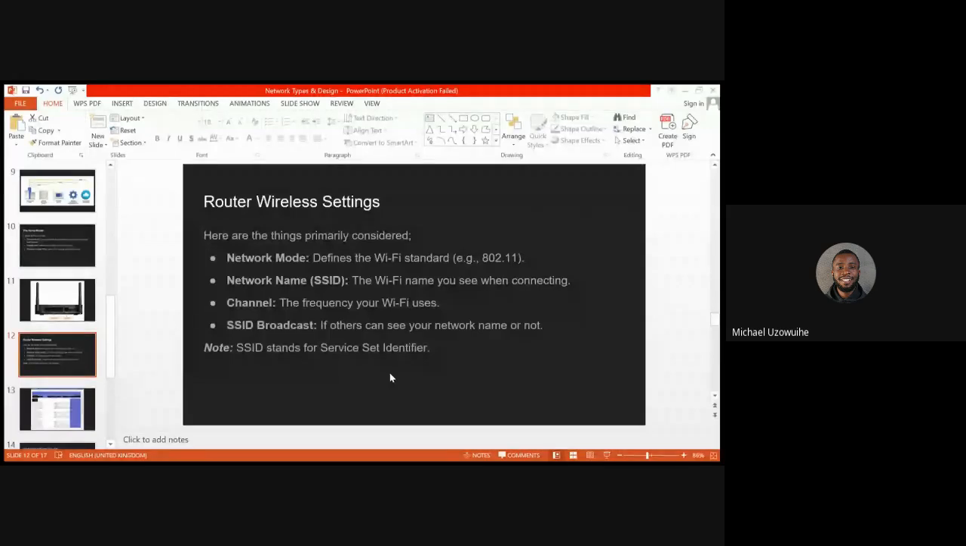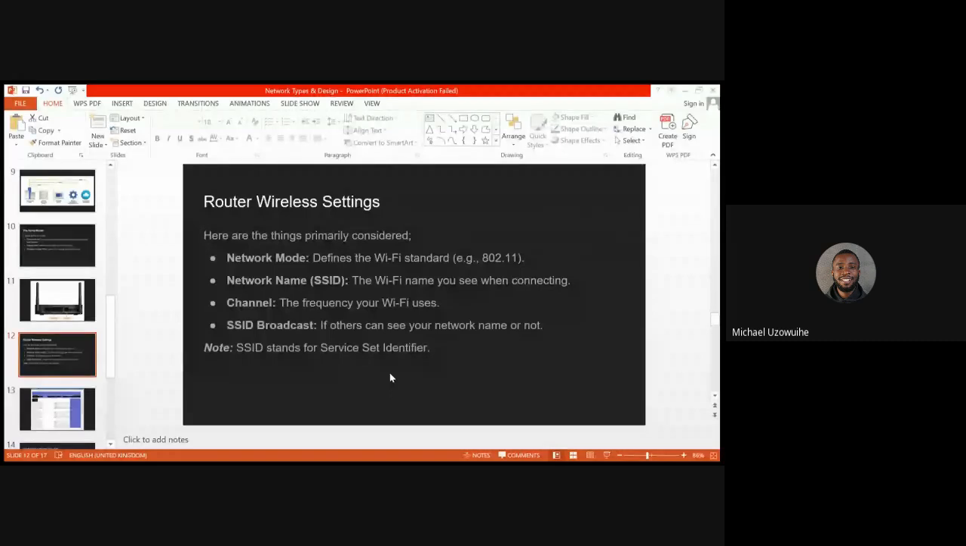For your mobile phone, you just have to choose between one of those. But on the router, you can configure both, so that if a device is using 2.4, it can still connect to the network, and if another device is using 5.0, it can still connect. But for your phone, you can only set one.